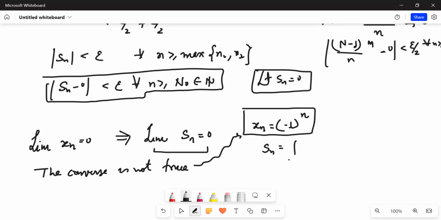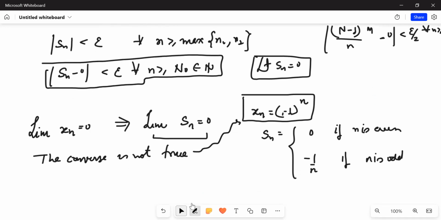Then Sn would be simply 0 if n is even. Just do it on your own. If n is even, then we have 1 plus 1, then minus 1, plus 1, minus 1. All these things will come in pairs, and overall it will become 0. And if n is odd, then it will remain minus 1 upon n. All you have to do is add all these terms. Like x1 would be minus 1, x2 would be 1, x3 would be minus 1, x4 would be 1. So if you take n to be even, then all these pairs of 1 minus 1 would come, and overall the sum would be 0. And if n is odd, then before the odd place you have even, so overall 0, and then at the odd place you will have a minus 1 and then divide by n. So overall this is clear, and I know that limit Sn would then be 0.